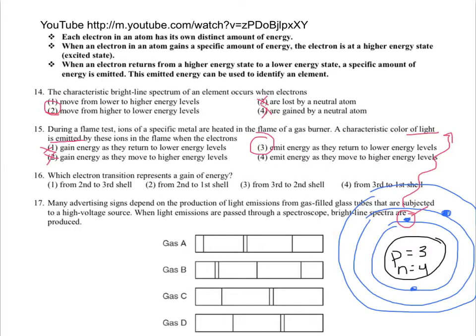Now the next question asks us to look and see which is a gain of energy. Now recall that when electrons absorb energy, they jump to a higher principal energy level. Now when we look at our choices, we have from 2 to 3. So that's from 2 to 3, that's a higher principal energy level. Then we have second to first, that's going down. We have third to second, that's going down. And we have third to first, which is going down. So the only energy transition that is increasing is choice 1.